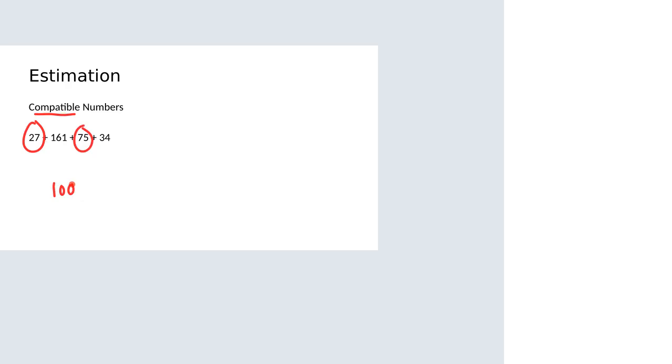that's pretty much 100. Again, this is an estimate. We're not after an exact answer, but 27 and 75, that's pretty much 100. And then 161 and 34, well, that's pretty much 200. And I'll add those together and have an estimate of adding those four numbers of 300. The compatible part is I look for things that take me to an easy place. And then in here, those two took me to an easy place. The 161 and the 34 took me to an easy place. And then I could add the easy numbers to get one that's an estimate.